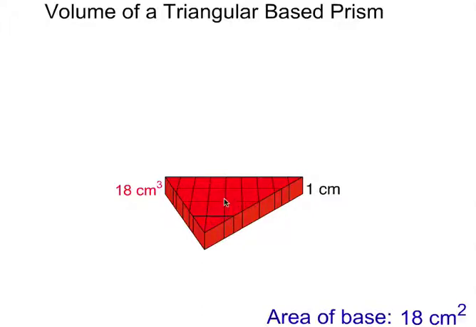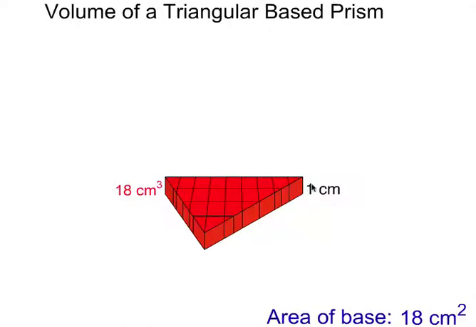Because when we look at the base of the prism, each square represents a cube. Think about it that way when we're talking about the first centimeter of thickness of the triangular base prism. And when we talk about the height of the prism, what we're talking about is how many layers that are 1 centimeter thick do we have.